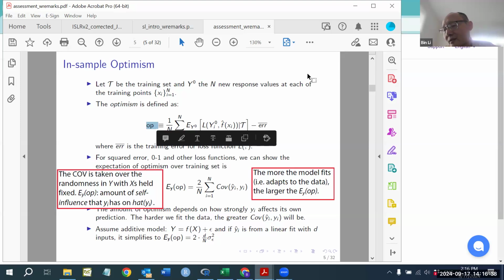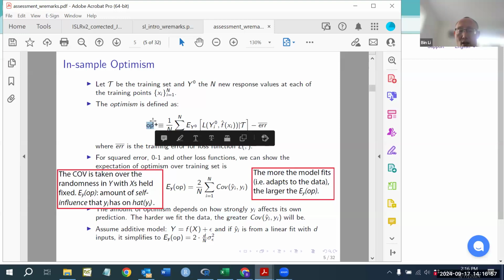But actually, in reality, it's not equal to 0. We can show that the optimism, first of all, is also a random error.